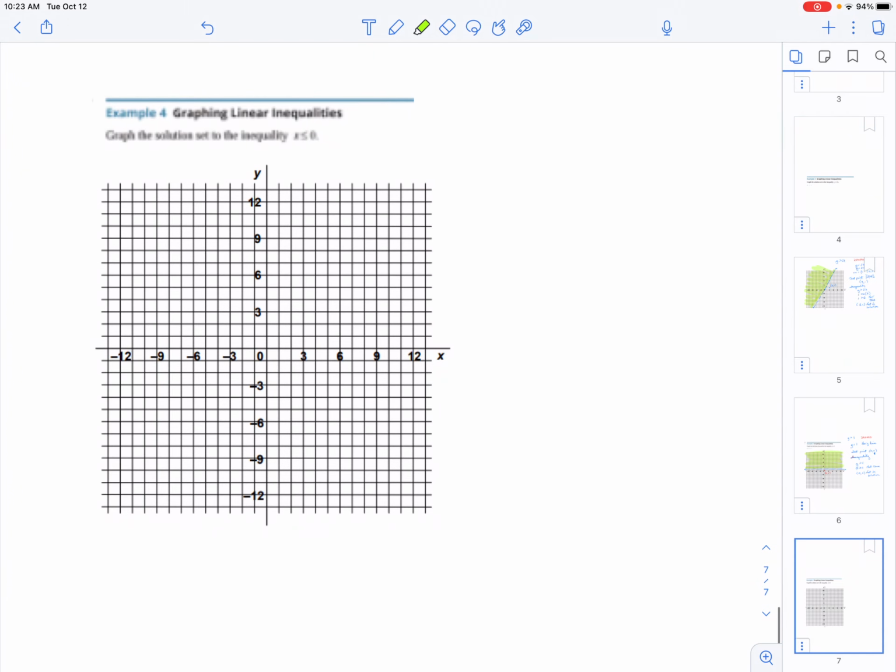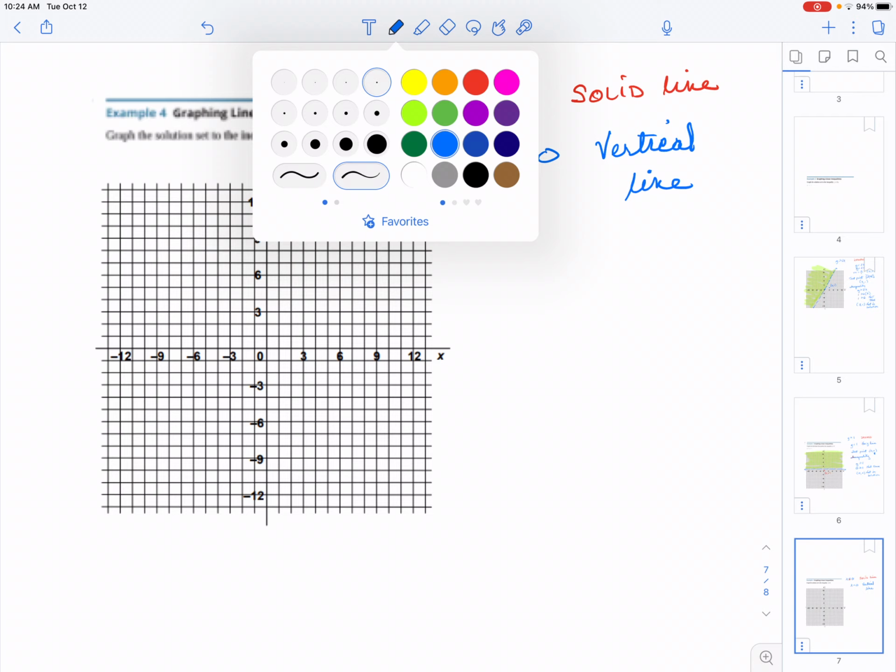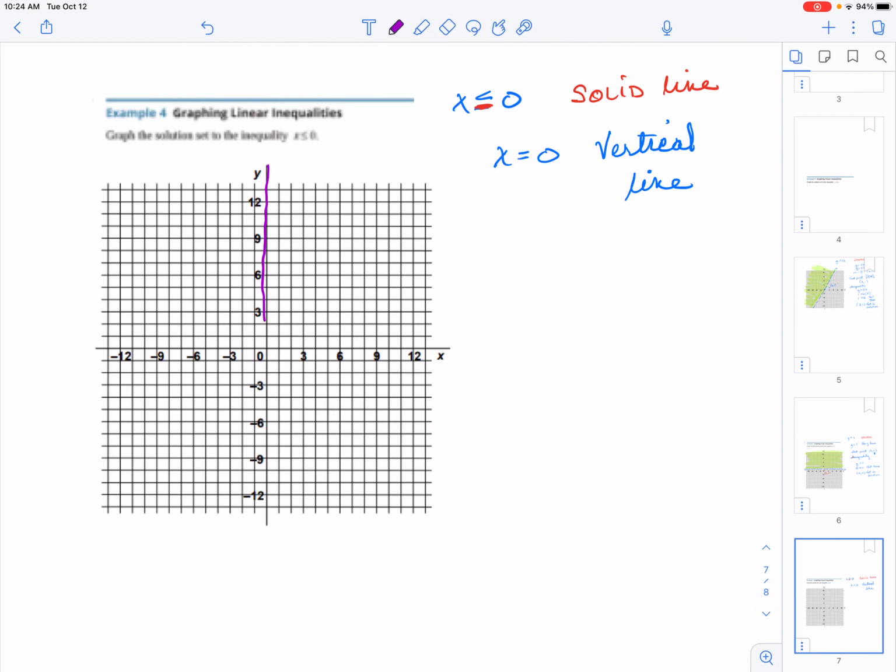And the last one I wanted to do for you, again, is kind of a special case. It's x, I can't quite read that. When I blew it up, it was fuzzy. Less than or equal to 0. I can already tell you that this line is going to be solid because of the "or equal to." I'm going to go to the equation to get the boundary line. x equals 0. I hope you already know that x equals a number gives you a vertical line. So I'm going to draw in, I think I'll use a different brighter color so it shows up a little bit better, the line x equals 0, and I'm making it a solid line.